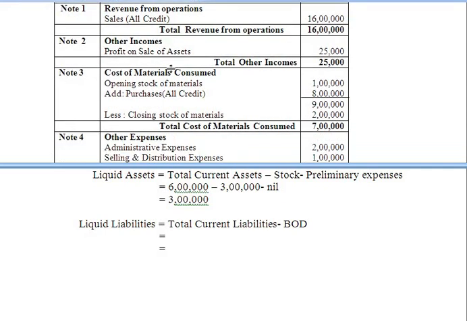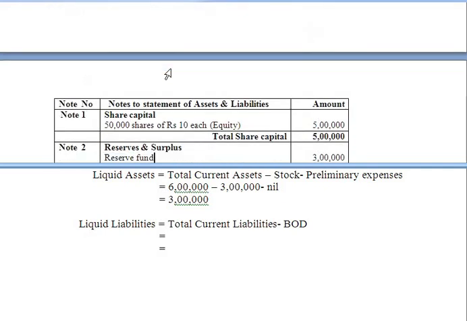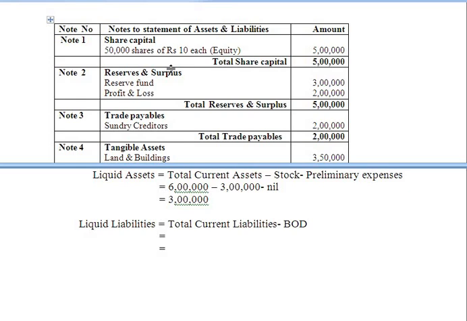There is only one liability, trade payables. So how much is trade payables? 2 lakh. And bank overdraft is not there, 0. So liquid liability is how much? 2 lakh.